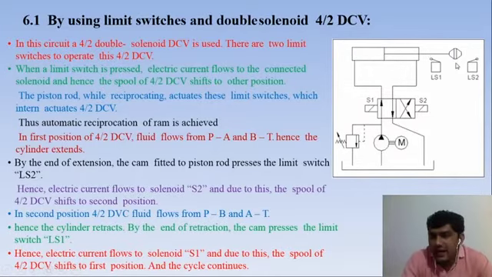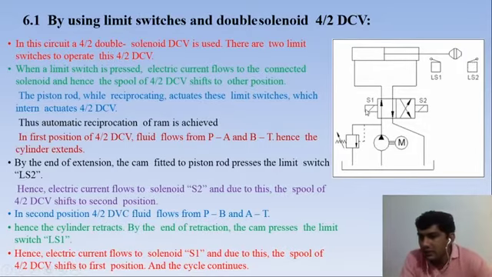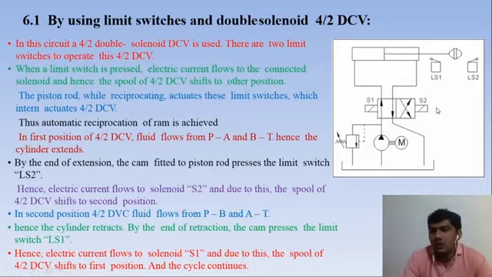At the end of the stroke, this spool will touch limiting switch 2. So what happens? At the touch of the limiting switch, electric current will be passed from limiting switch 2 to the solenoid. Electricity will be passed here too, and a magnetic field will be created, and this spool will be shifted. So the position of the direction control valve will be changed.